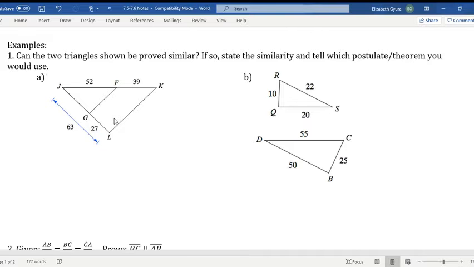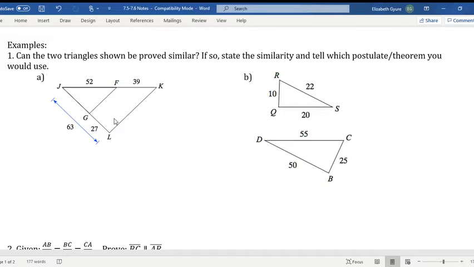So if you take a look, it says, can the two triangles shown be proved similar? If so, state the similarity. So when it says state the similarity, say triangle, whatever, similar to triangle, whatever. And tell which postulate or theorem you would use.